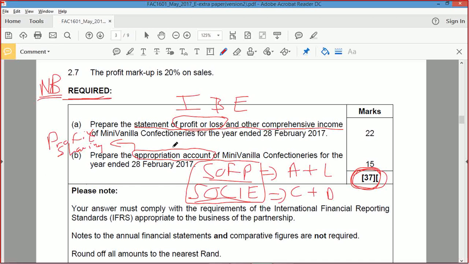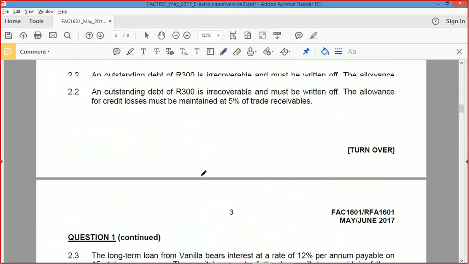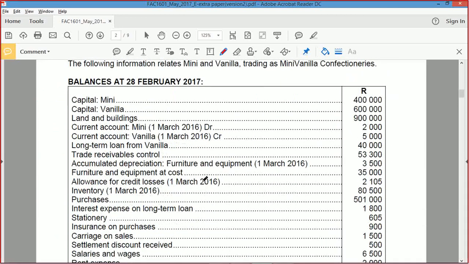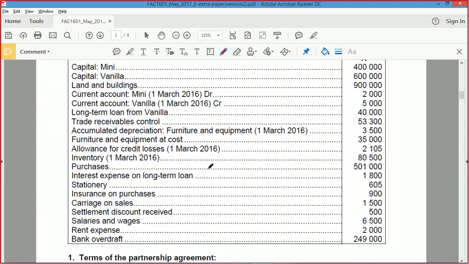So make sure you know what is being asked for, and then when you go through the question, you're identifying the stuff that's going to affect these two answers: profit and loss and appropriation. That's all I'm going to be considering. Okay, so let's go back to the beginning. Let's get the easy marks.